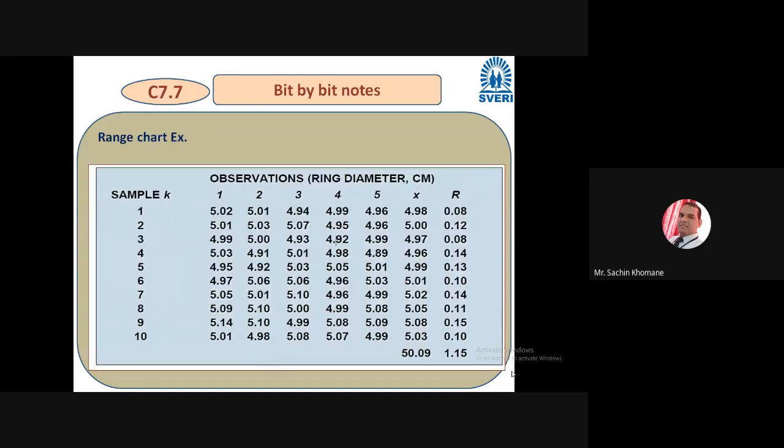Also we have seen one numerical, or you can say chart of calculation of range. So we understood the meaning of range. So how to calculate range? Taking the maximum reading minus minimum reading, whatever difference is between these two, that will be a range that we have seen.